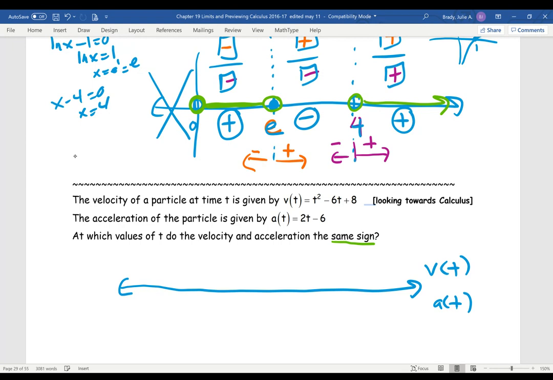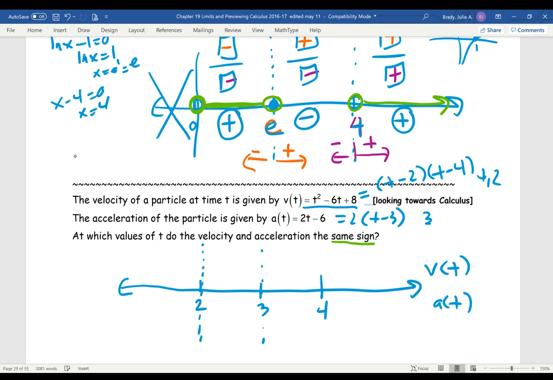And the same thing, we want to put the zeros in. So instead of having this velocity, let's factor it. I think it would be t minus 2, t minus 4. So 4 and 2 are important numbers. This, if you factored it out, I think you'd have t minus 3. So 3 is an important number. So we've got 2, we've got 3, and we've got 4. And so I'm going to split the region.